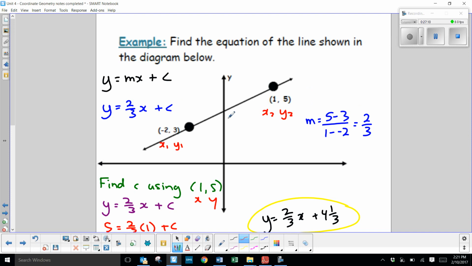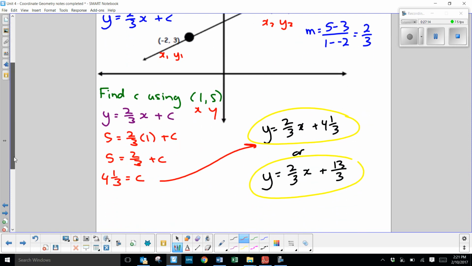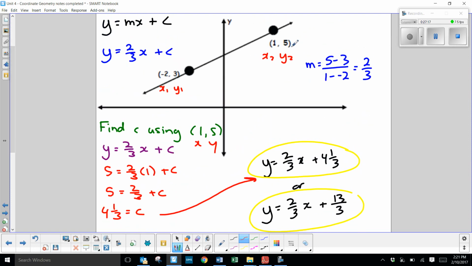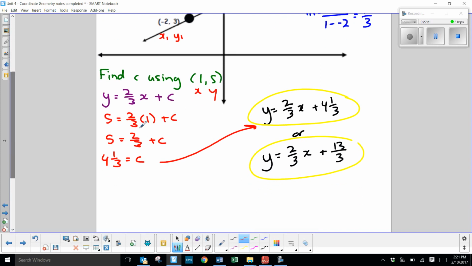I used 1 and 5 because I just don't like dealing with negatives, so I subbed in 1 and 5. So we know a gradient, 1 and 5. 2/3 times 1 is just 2/3. And 5 subtract 2/3 is just 4 1/3. So c is 4 1/3, you can write it like this. Or if you want, 4 times 3 plus 1 is 13 over 3 as an improper fraction. Lovely.